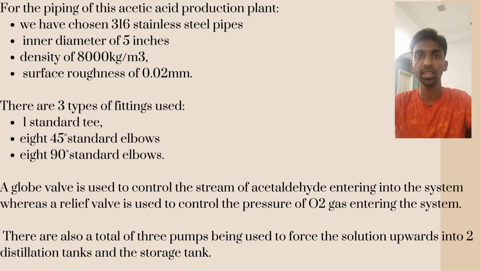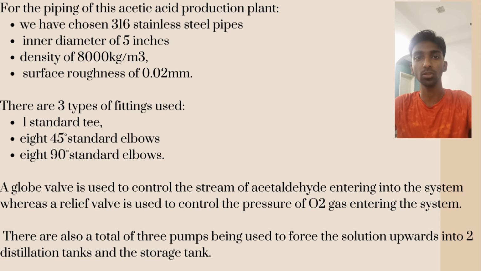For the piping of this acetic acid production plant, we have chosen 316 stainless steel pipes which have an inner diameter of 5 inches, density of 8000 kg per meter cube, and a surface roughness of 0.02 millimeters. There are 3 types of fitting used: one standard T, 8 45-degree standard elbows, and 8 90-degree standard elbows.